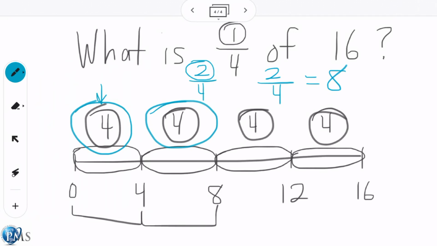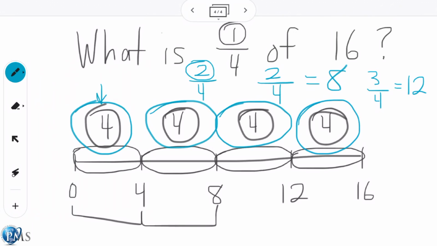What would 3/4 of 16 be? Well, that just means we need to add in another group. So we could just add in this third group of 4. 4 and 4 and 4 makes 12. So 3/4 is equal to 12. And finally, what is 4/4 of 16? Let's add in that last group of 4. 4 plus 4 plus 4 plus 4. In other words, 4 times 4 equals 16.